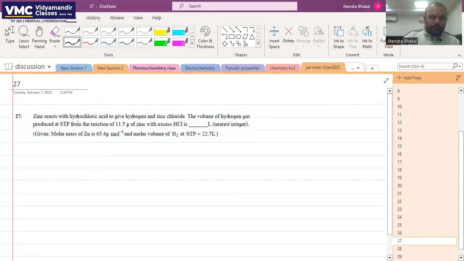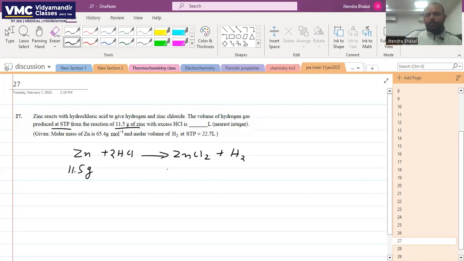Zinc reacts with hydrochloric acid. Zinc with HCl gives hydrogen and zinc chloride, so ZnCl2 and H2 gas. The volume of hydrogen gas produced at STP from the reaction of this much zinc. Mass of zinc is given as 1.5 gram with excess of HCl. To the nearest integer, we need to give the answer.